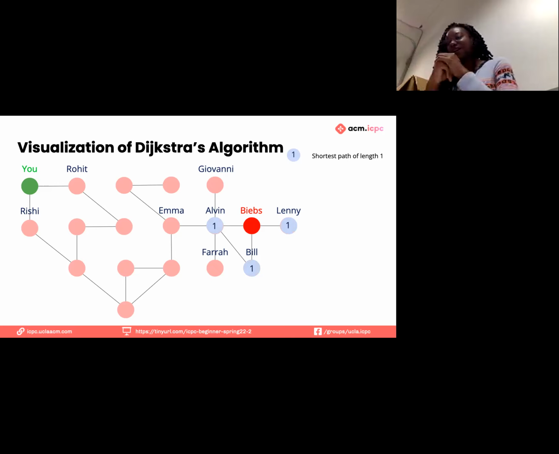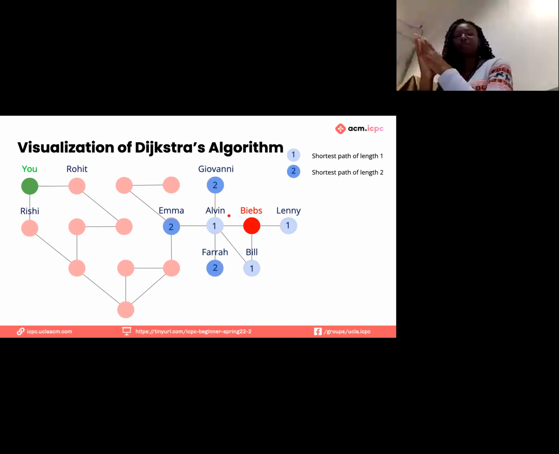Okay, awesome. So now we can look at everyone that Alvin's connected to and make a similar observation. Because Emma's connected to Alvin, we know the shortest path from Emma to Alvin is one, because there are no shorter paths. But Alvin is light blue, so we already know that the shortest path from Alvin to Justin Bieber is one. So the shortest path from Emma to Justin Bieber will be one plus one, which is two. So we can just color them in right there.